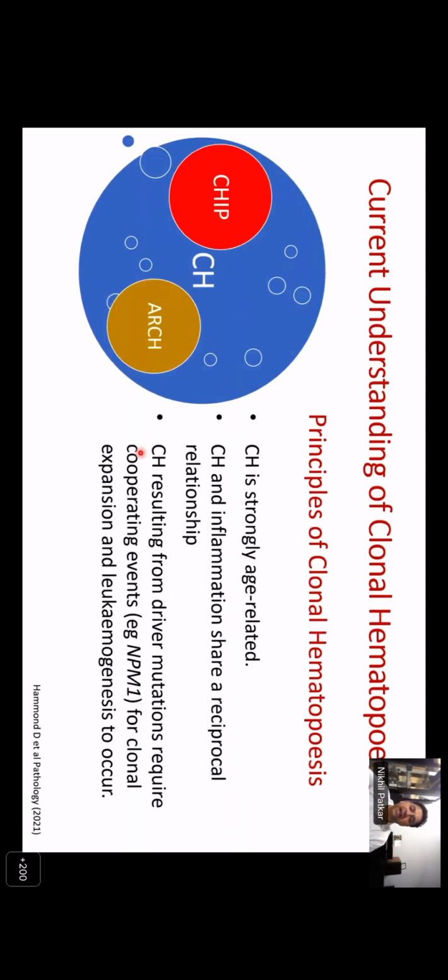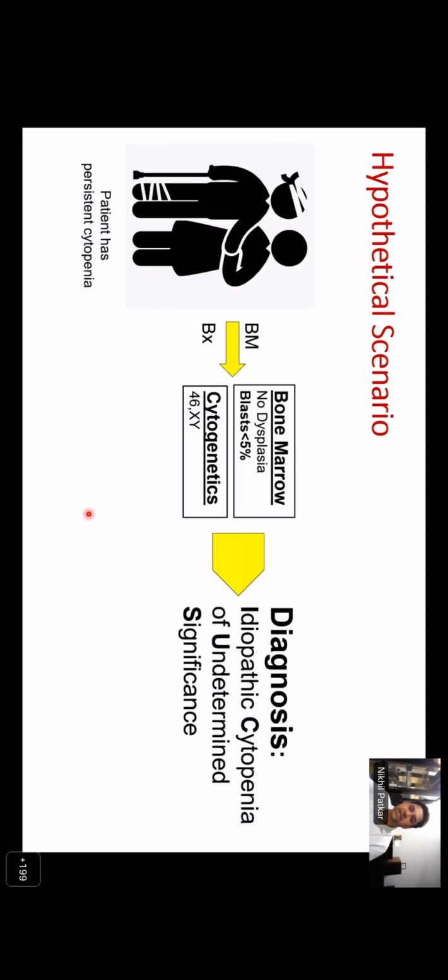So CHIP clones require additional driver mutants. The CHIP clones require additional cooperating mutations such as NPM1 for clonal expansion and leukemogenesis to occur. So in a hypothetical scenario, if you have a patient with persistent cytopenia, no dysplasia, no blasts, with normal cytogenetics, you can call it ICUS, or idiopathic cytopenia of undetermined significance.